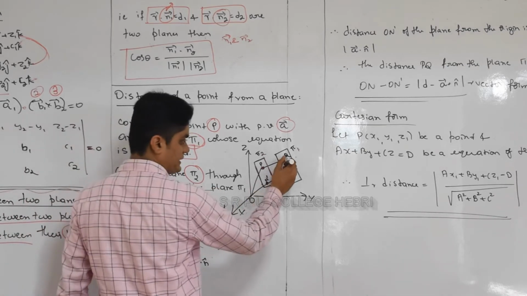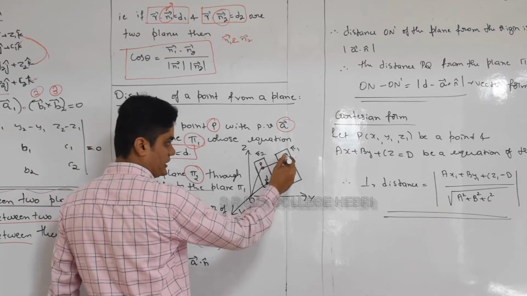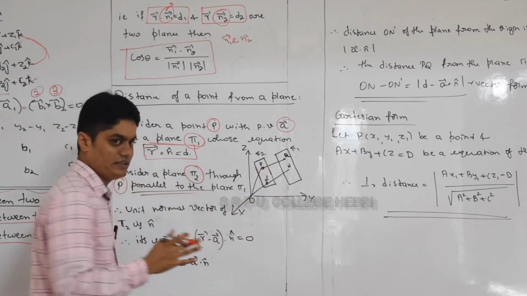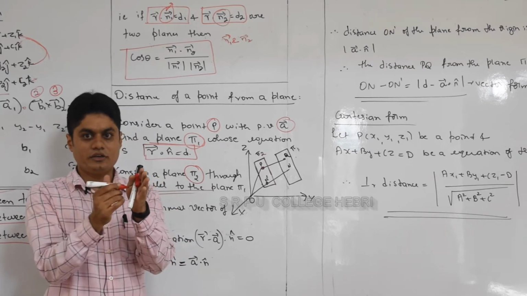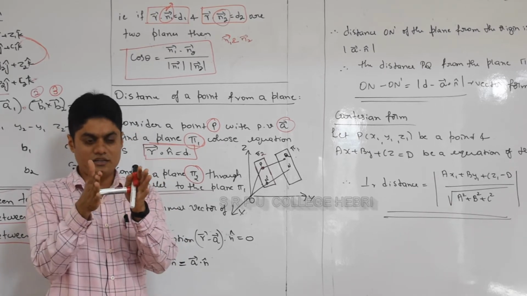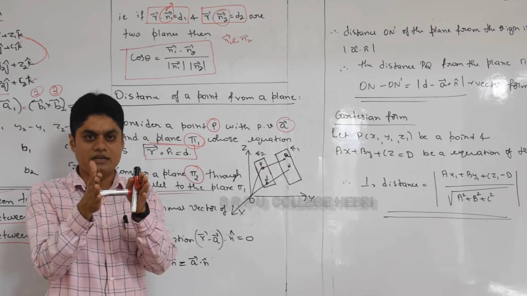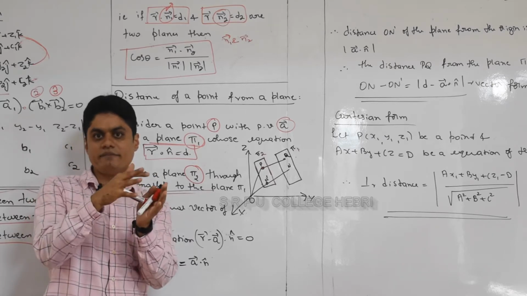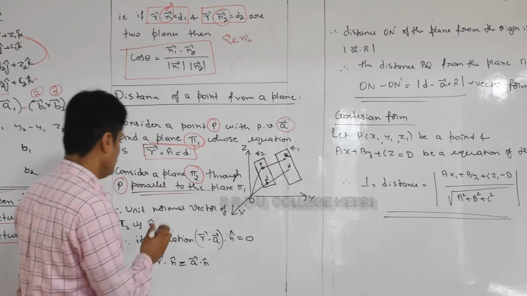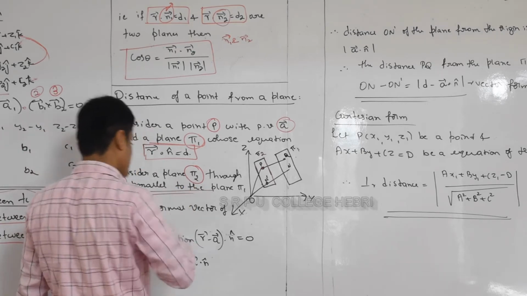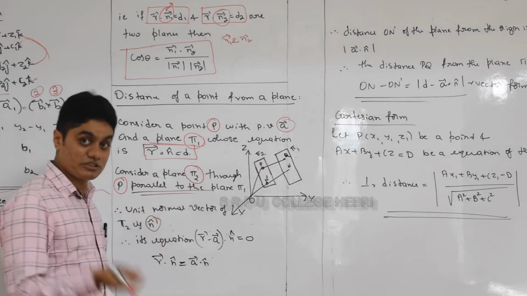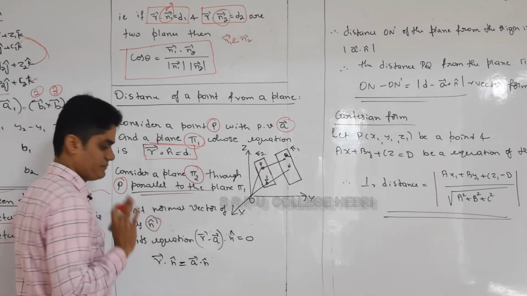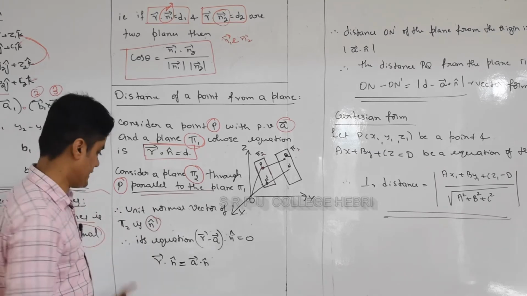Now, for every plane there will be a unit normal. This same unit normal we can consider as the unit normal of the second plane, because they are parallel. The normal vector of one can be considered as the normal vector of the other. So after considering another plane, the unit normal of the first plane will also be the unit normal of the second plane. Remember that the unit normal of the first plane is n cap, and for the second plane also it is n cap.